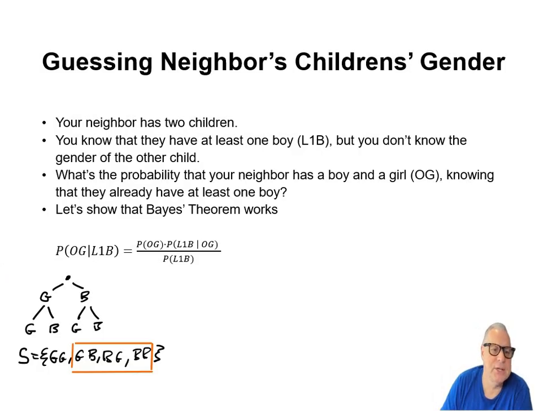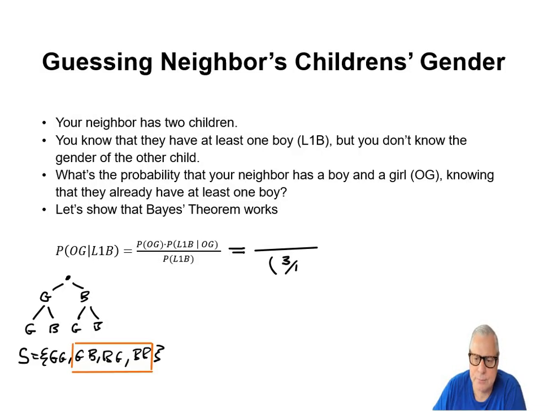Okay, so now we can see that the probability of having at least one boy is 3 out of the total of 4. So the 3 in the orange box over the 4 in the total set. Okay, then what's the probability that the other is a girl? That's 1/2. You already know they have a boy, so the other one is a 50-50 chance that it's a boy or a girl. So that is 1 over 2.